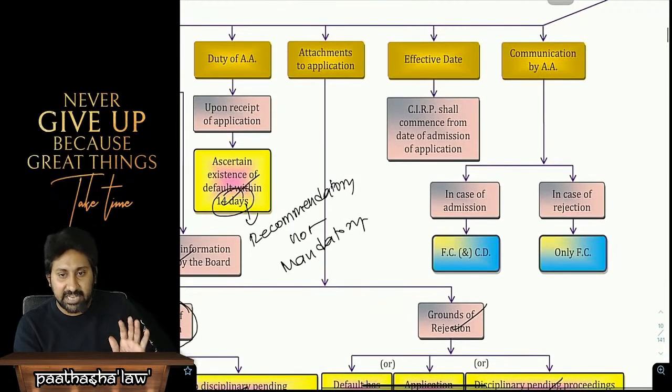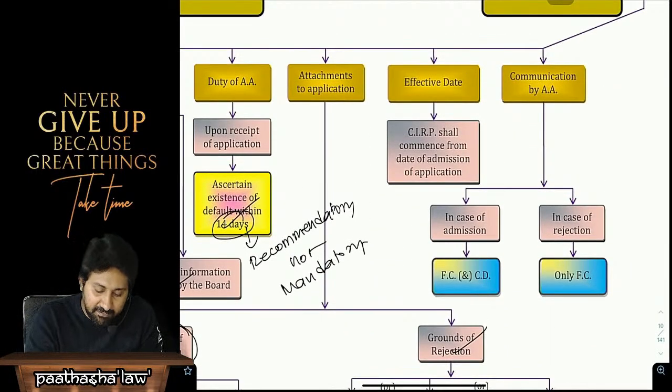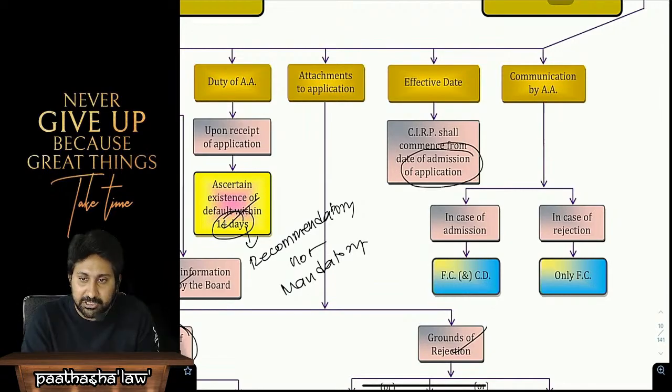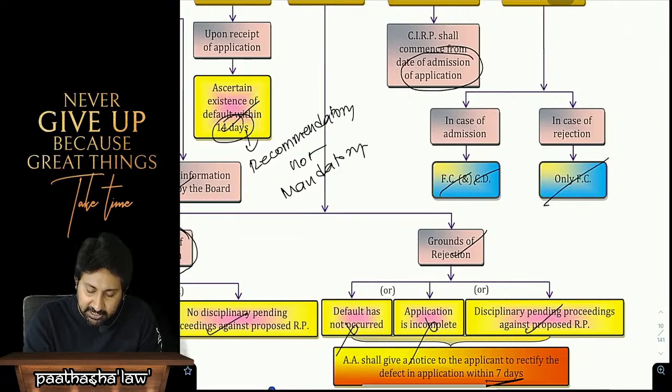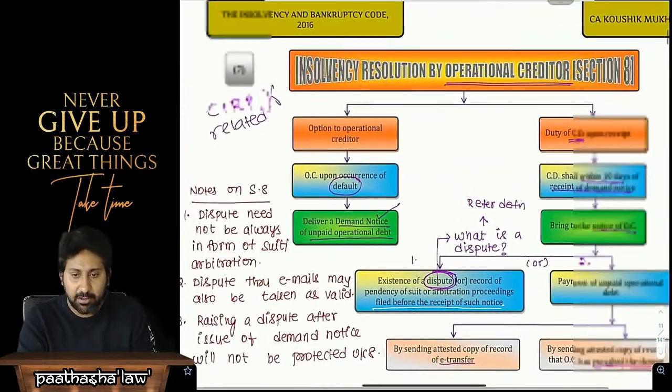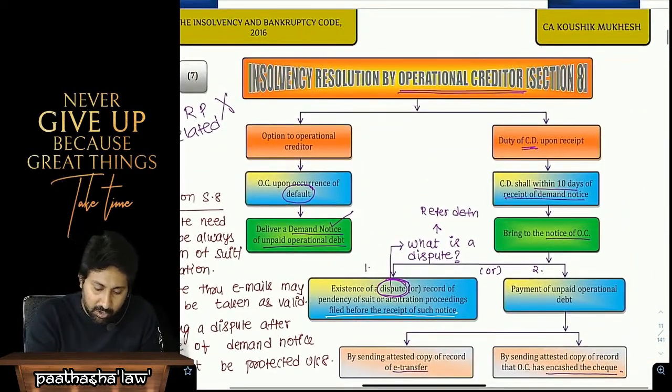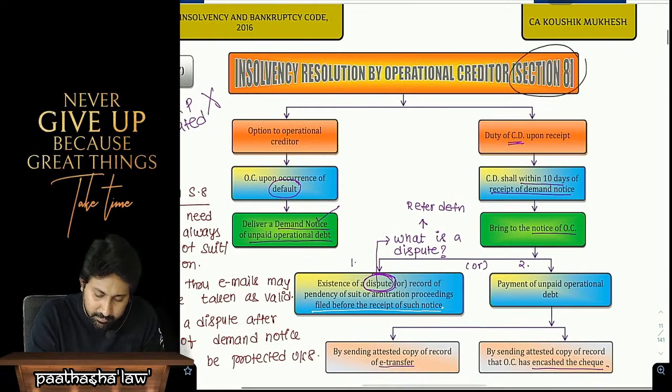Once the application is accepted, CIRP will commence from the date of admission of your application. If the application is admitted, communicate to the FC and CD. If it is rejected, only to the FC. Completed. We are now coming into the next section, called Section 8.